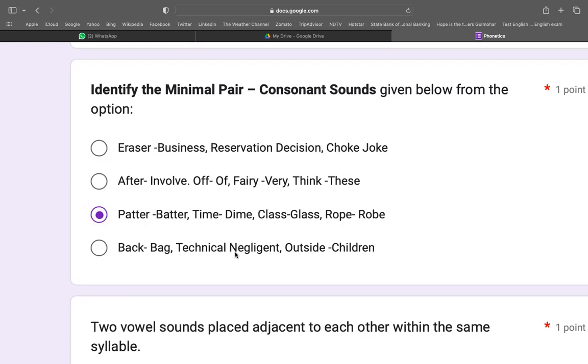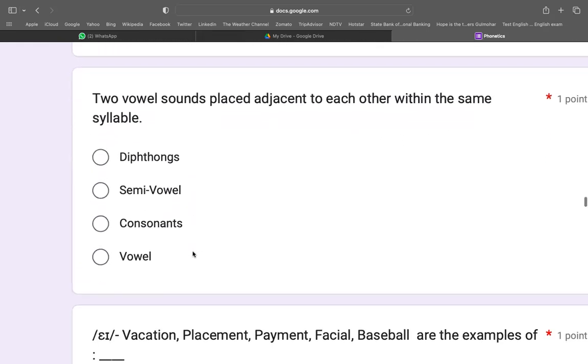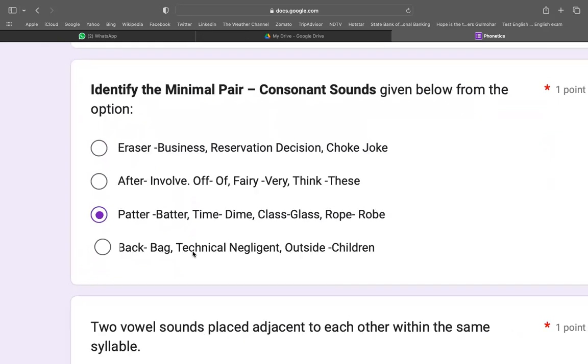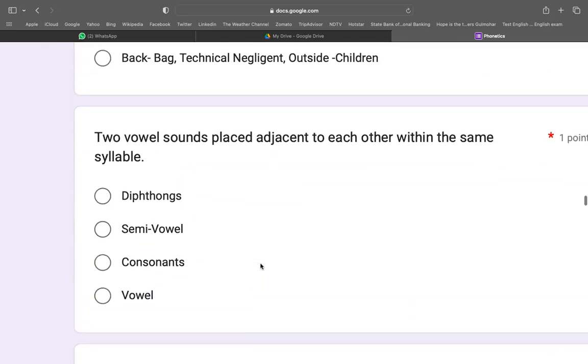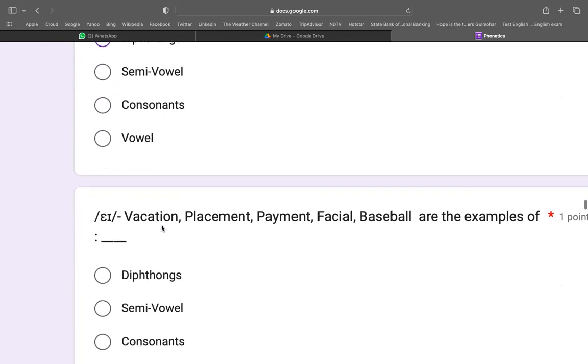Back, bag. Again, you find out lots of differentiation. Now, next is two vowel sounds placed near to each other within the same syllable. Right. Two vowel sounds placed at nearby to each other within the same syllable. So when you say that, what can we say here? So we can say that it's a diphthong, isn't it?